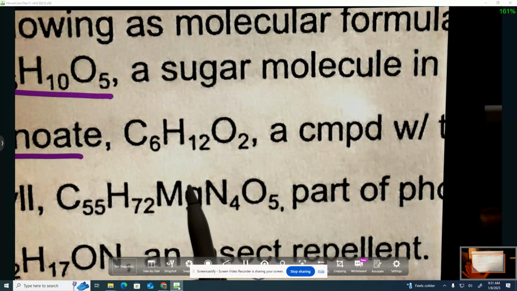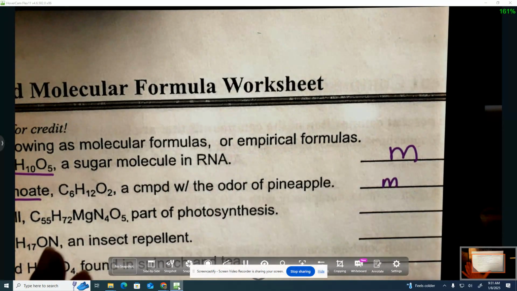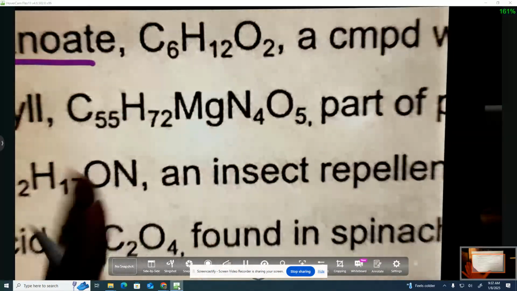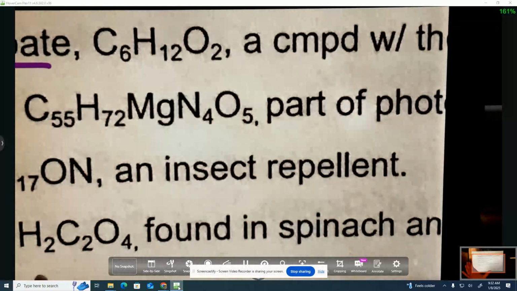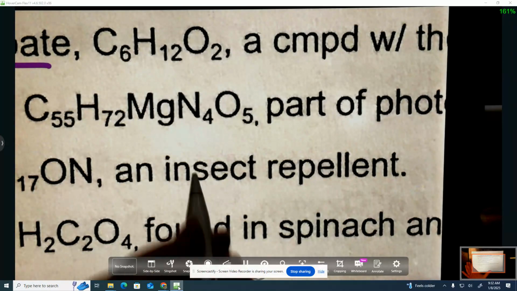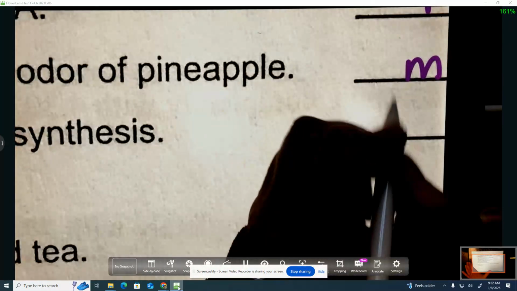Look at this compound, C6H12O2. Stop talking now. Molecular or empirical? Molecular. What's up, Megan? Oh, good. All right, what about this one? This is chlorophyll. Molecular or empirical? Empirical. I'm just going to put an E for empirical.